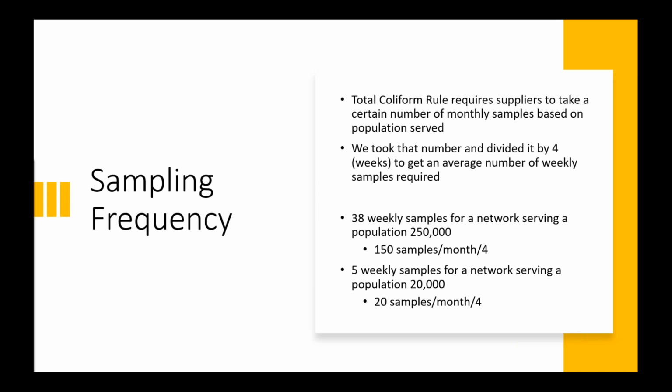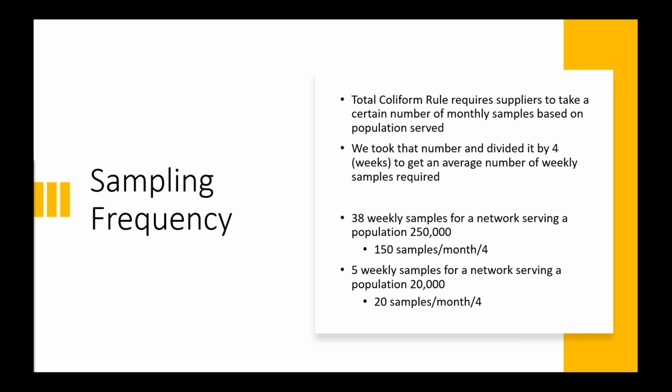Sampling frequency. So most people know that the total coliform rule requires suppliers to take a certain number of monthly samples based on a population served. And that's a minimum number of samples, of course. But what we did is we end up using, I'll get into it in the next slides, 2 different networks in this example.